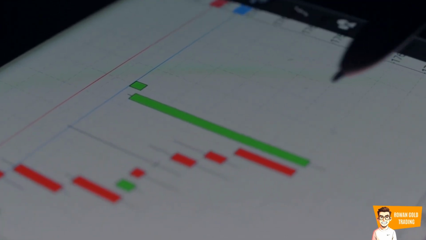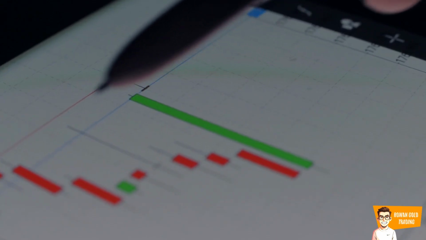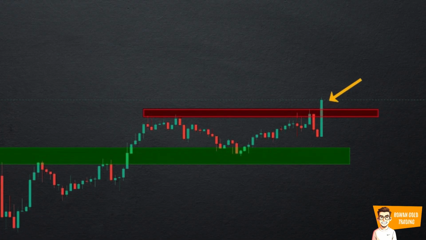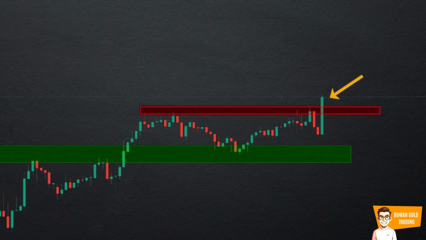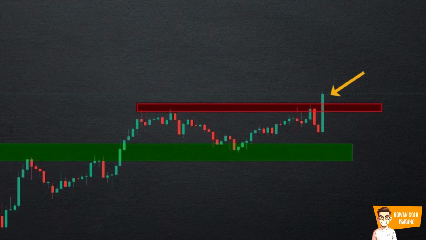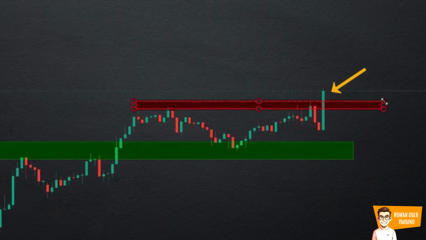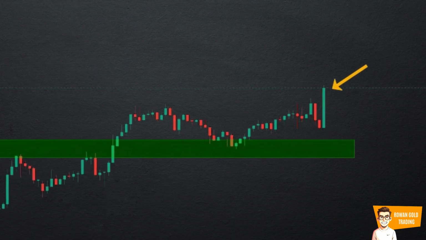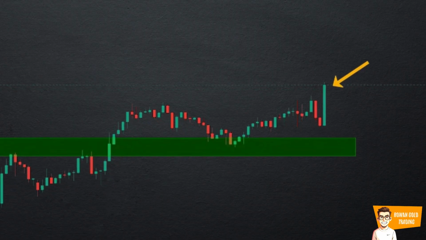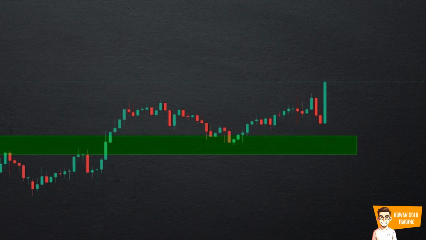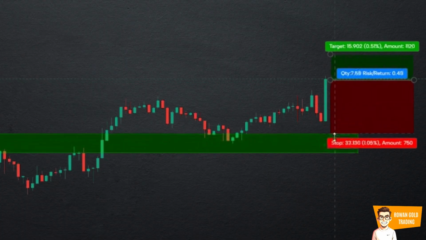Third, subjectivity. To fix this, you have to create clear, defined rules for yourself on what a valid pattern looks like. And finally, market noise, especially on short time frames. The solution? Just zoom out. Focus on higher time frames like the daily or weekly charts, where the stories are much clearer. Do this, and you turn candlestick analysis from a guessing game into a high-probability strategy.